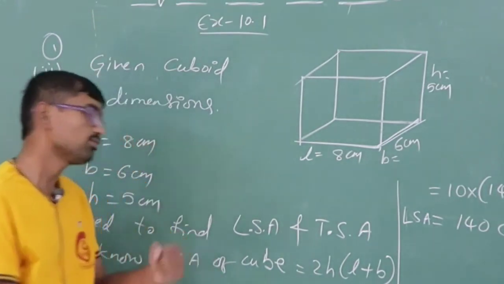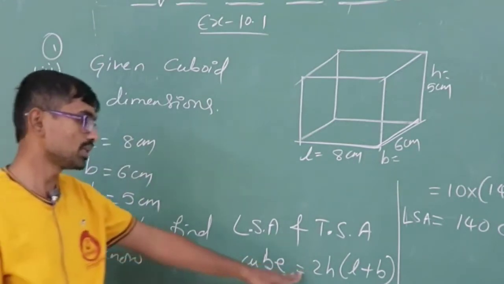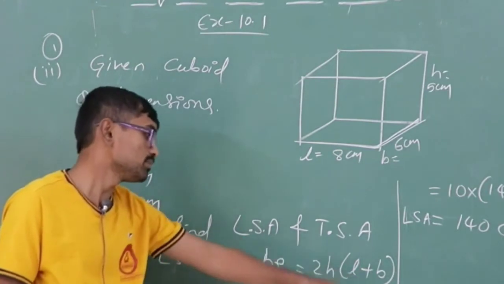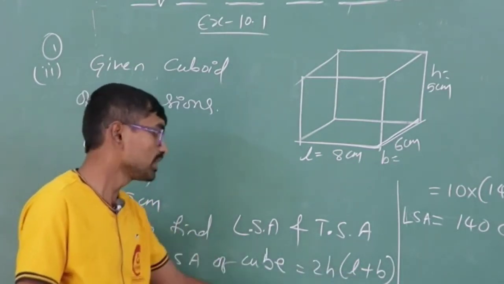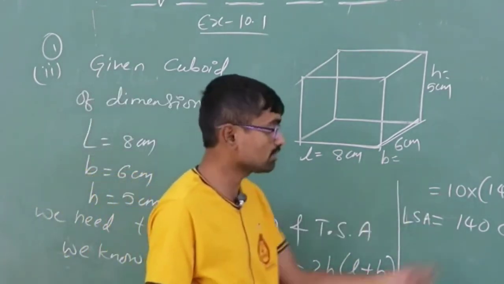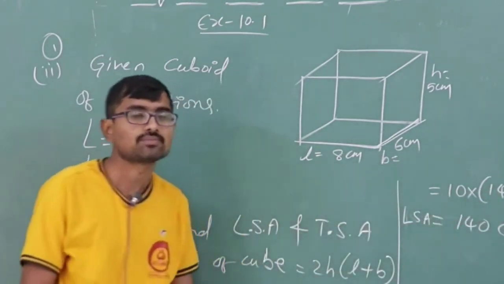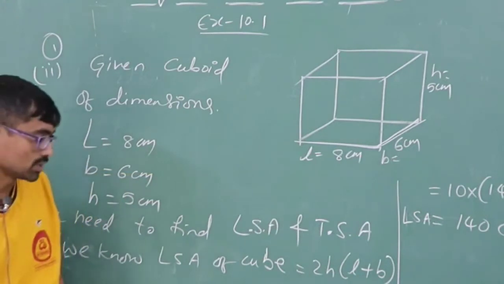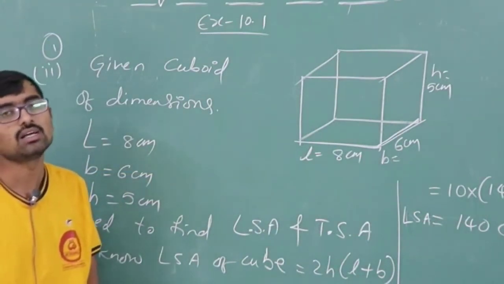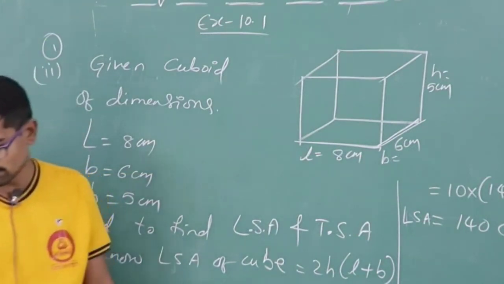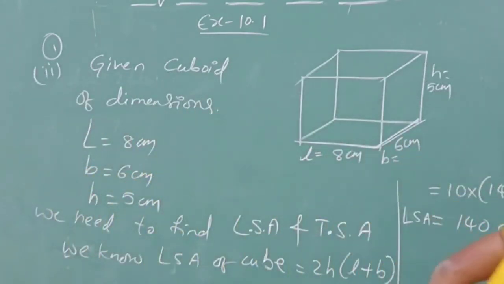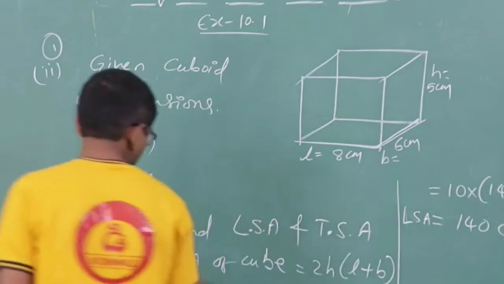How? By using the formula. What is the formula? 2h into (L plus B). For 2h we have 2 fives, which are 10, and for L plus B, 8 plus 6, we get 14. If I multiply these both, I get 140 centimeter square. Like this we find the lateral surface area. Now coming to the total surface area, we do the same thing, but the formula is a little bit changed.